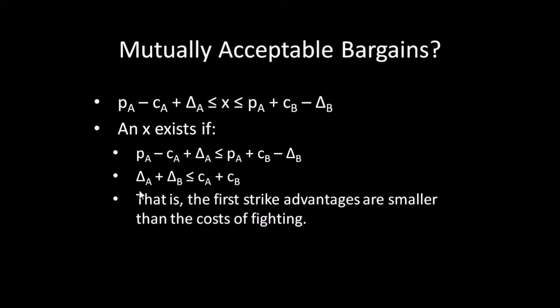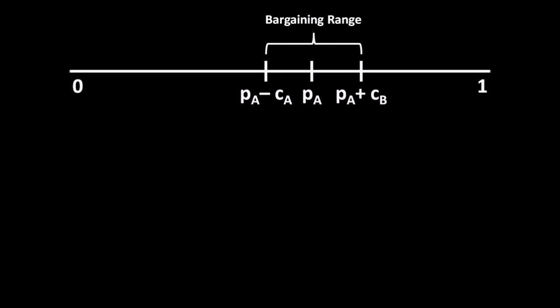So remember that delta A is A's first strike advantage, delta B is B's first strike advantage. If you sum those first strike advantages together and they're less than or equal to the sum of the costs of fighting, then a mutually preferable bargain exists. Now to see this visually, again, we're going to refer back to the old school bargaining range, the simplified version that we talked about in the geometric model.